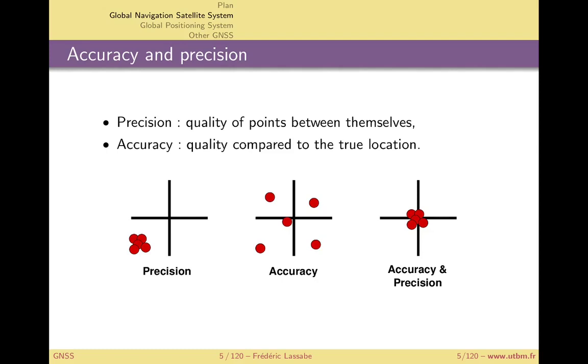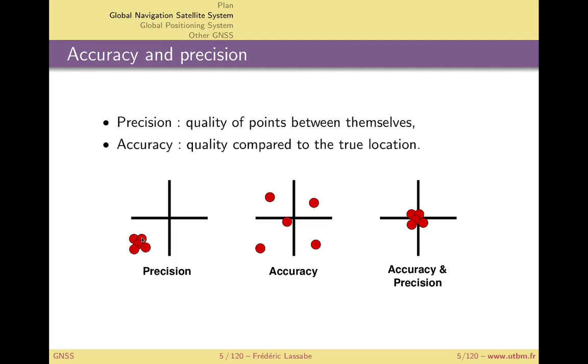So let's start by defining and distinguishing between accuracy and precision. Precision is the quality of the points that the positioning system will determine between all of them. So if you do not move, a precise system will compute points which are very close between themselves. So this is the real location, and this is the system estimate. So it's precise because the points are grouped together.